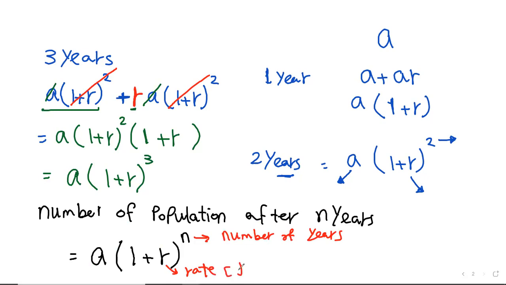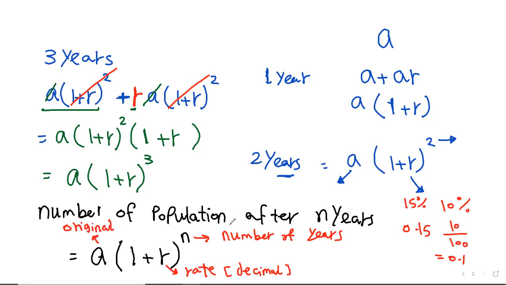R is written in the decimal form. Like if it was 10%, so 10% in the decimal form is 10 over 100, which is 0.1. If it was 15%, in the decimal form it's 0.15. So what is R? It is the rate of increase written in the decimal form. What is A? A is the original number. That's it.